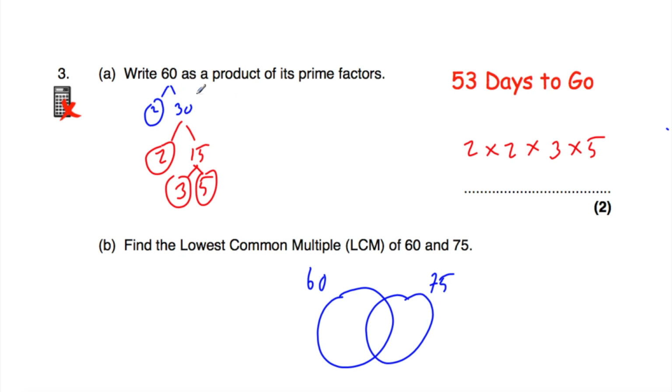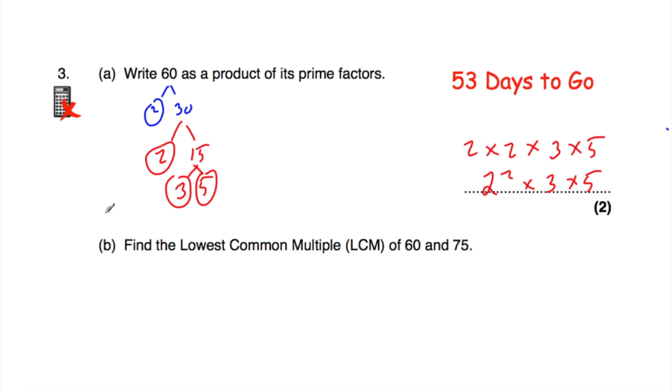Now if the question says give your answer in index form, where we've got this 2 times 2, we would write 2 squared multiplied by 3 multiplied by 5. So if it asks you to write in index form, make sure you do. So for instance, if it was 2 times 2 times 2, you'd write 2 cubed and so on. Okay, so we've done part A. We've written 60 as a product of its prime factors, 2 times 2 times 3 times 5, or 2 squared times 3 times 5.